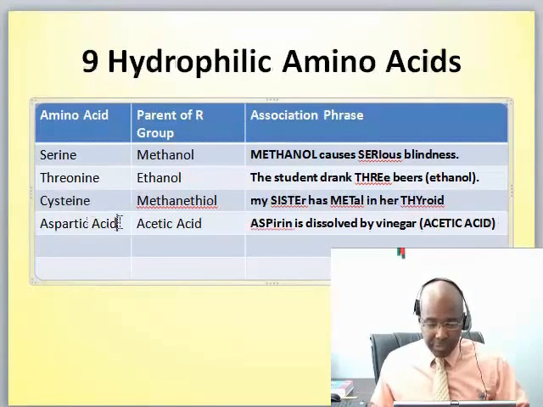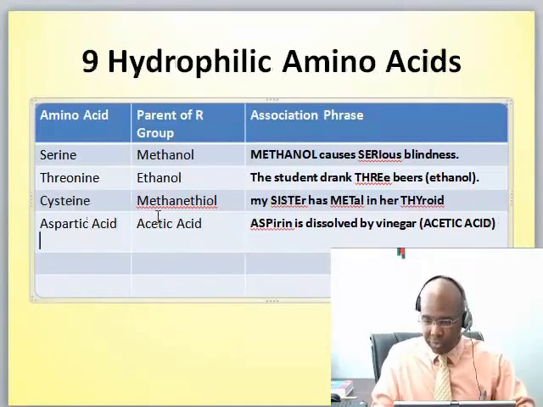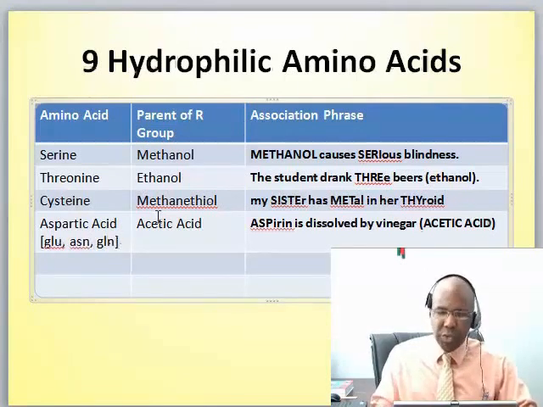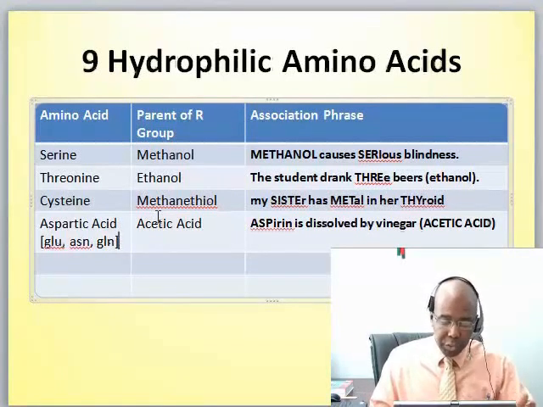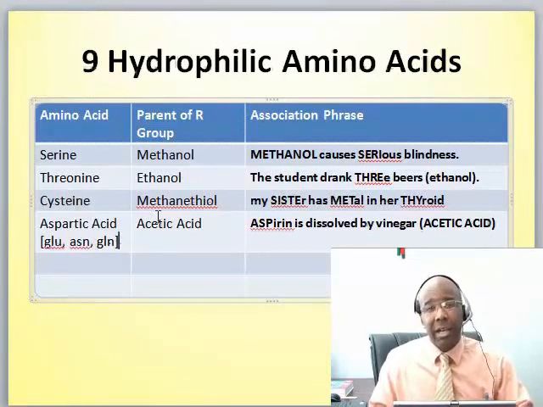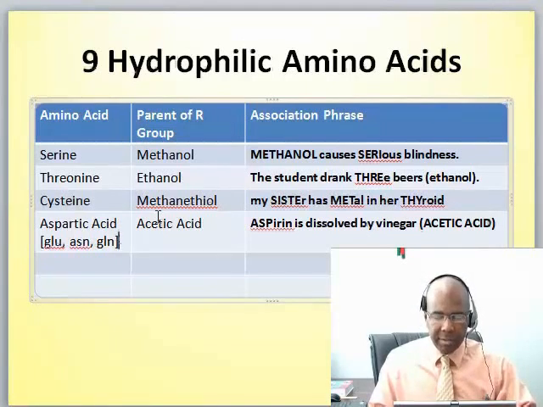Now, one thing you want to remember about aspartic acid, there are three other amino acids that are very closely related: glutamic acid, asparagine, and glutamine. So once you get aspartic acid, you can easily get to glutamic acid by adding another carbon. You can get to asparagine by aminating the carbonyl carbon, and you can get to glutamine by doing both of those from aspartic acid.